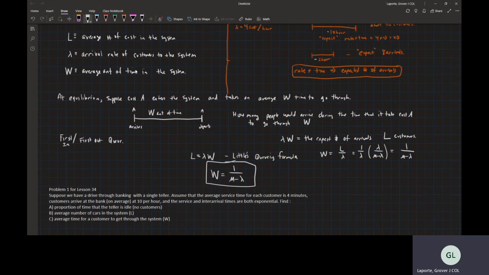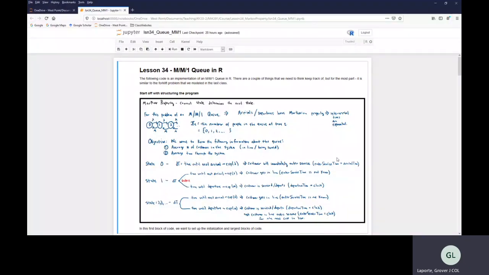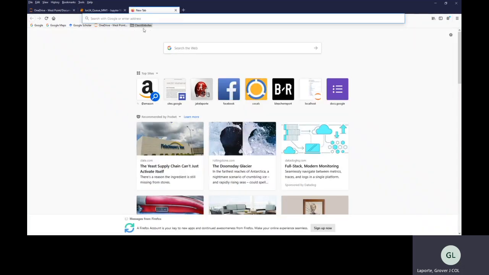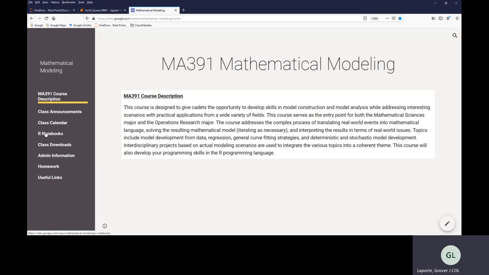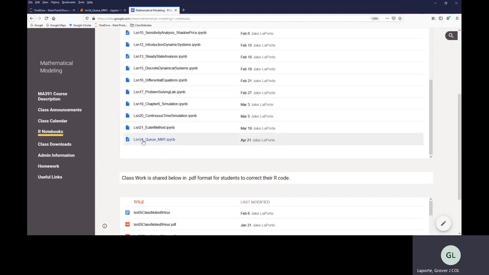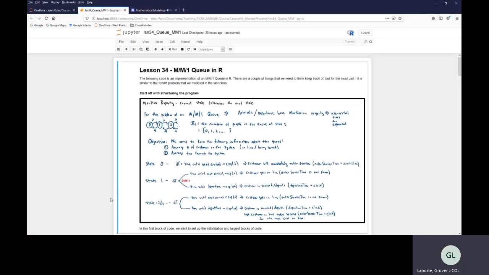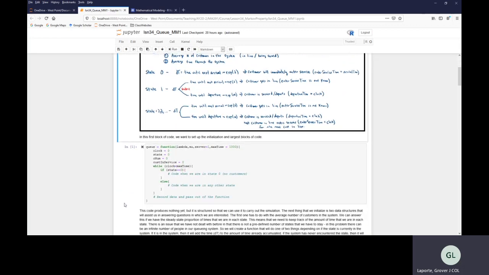What I do want to do is make sure that everyone remembers to go to the R notebook, because we haven't done one in a long time. Let me show you the R notebook just real quick. The R notebook is out there on our course website, in R notebooks. In here, you can see lesson 34 QMM1. If you read and follow along, it takes you through the reasoning behind the program.